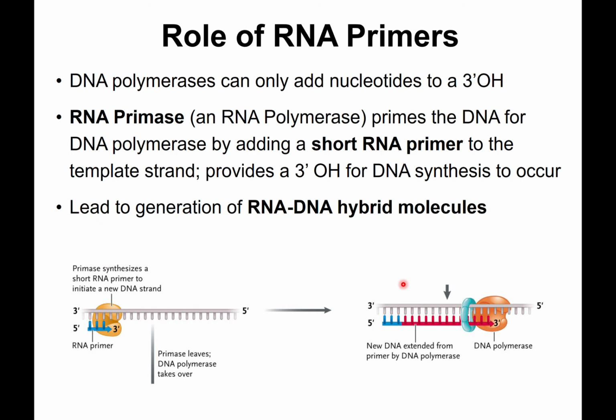Now, there is a problem with that, which is that at the beginning, once the origin of replication has opened, you have nothing. So you have the two strands separated, but there is nothing as part of the new strand. Why is that a problem?